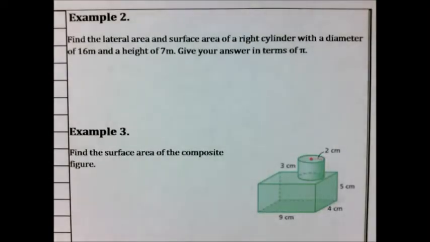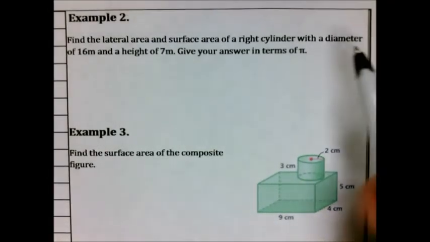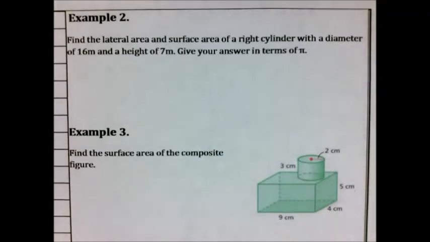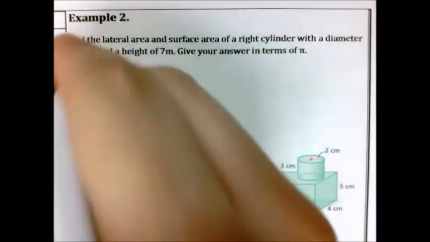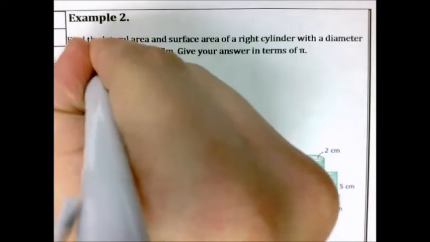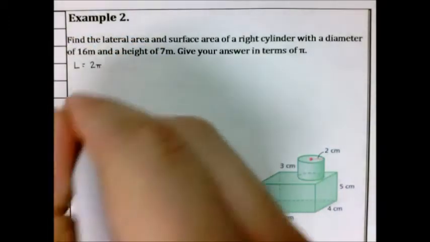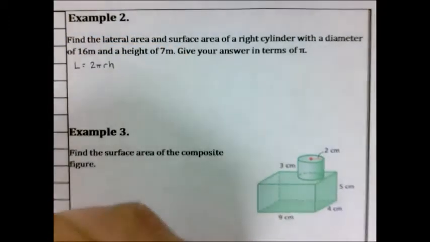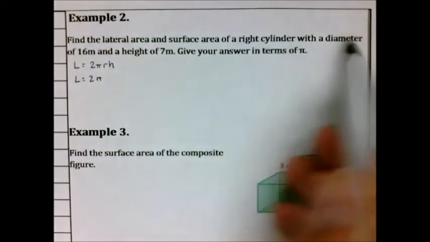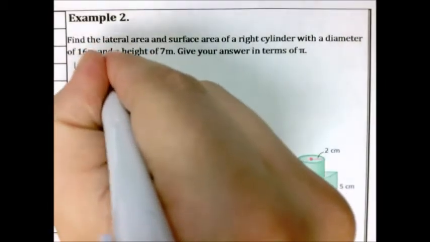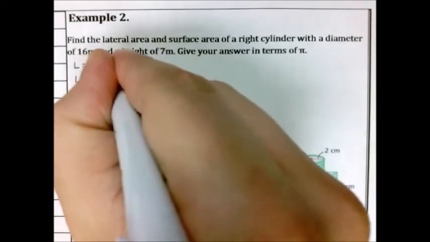Alright, example 2 says to find the lateral area and surface area of a right cylinder. This time it tells us that the diameter is 16 meters and the height is 7 meters. We want to give our answer in terms of pi once again. Okay, so first we're going to find the lateral area, and remember that the lateral area is 2 pi times your radius times your height. Okay, and what we know is that the diameter is 16, so the radius has to be half of that, which means it's 8, and our height we're given is 7.